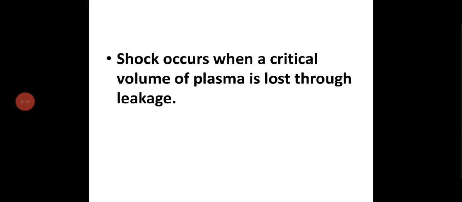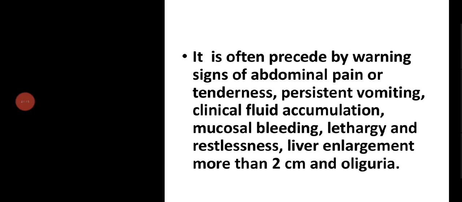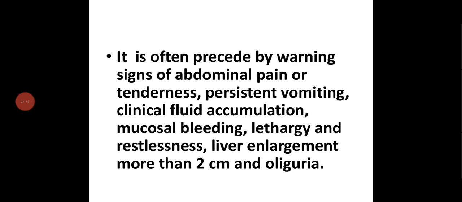Shock occurs when a critical volume of plasma is lost through the leakage. It is often preceded by warning signs: abdominal pain or tenderness, persistent vomiting, clinical fluid accumulation, mucosal bleeding, lethargy and restlessness, liver enlargement of more than 2 cm, and oliguria. Okay, there will be these symptoms like clinical fluid accumulation, that is what we call pleural effusion and ascites, and there will be mucosal bleeding also, lethargy, generalized weakness, restlessness, liver enlargement, and oliguria. Decreased urine.